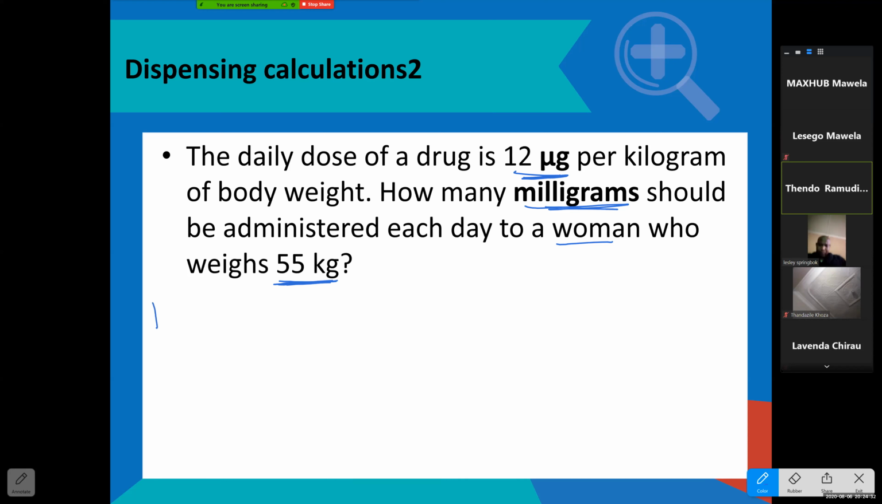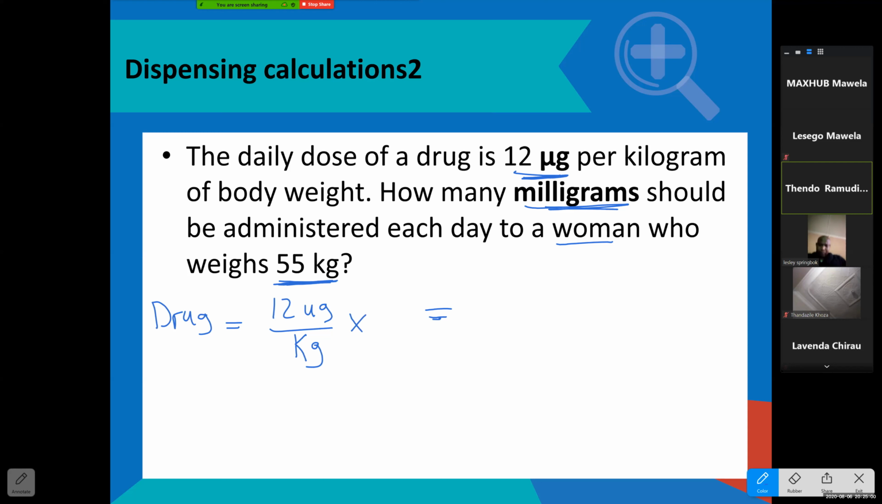So if you look at the drug, the drug comes as 12 micrograms per kilogram, right? Now we need to determine the dose for this lady. I think that one by now you know it. We want to know the dose for this lady. So that's what we want to know.